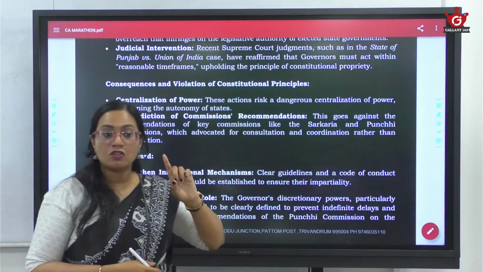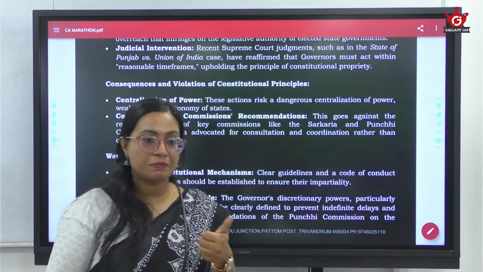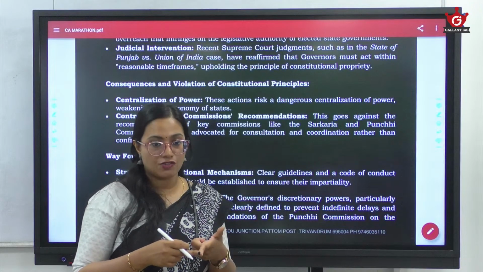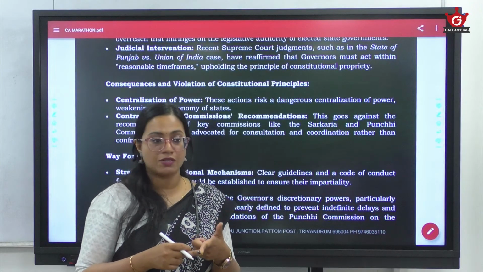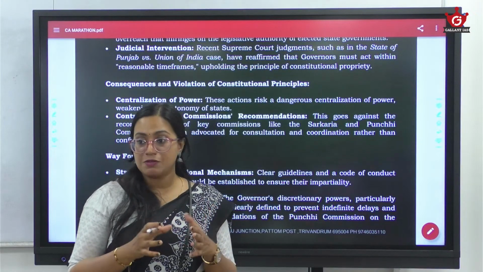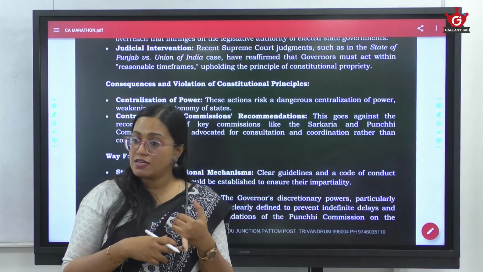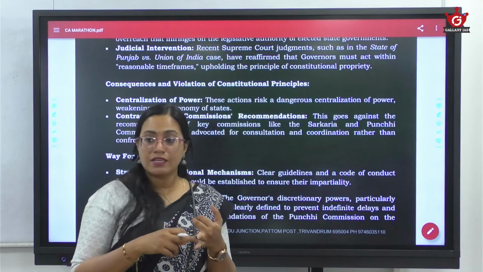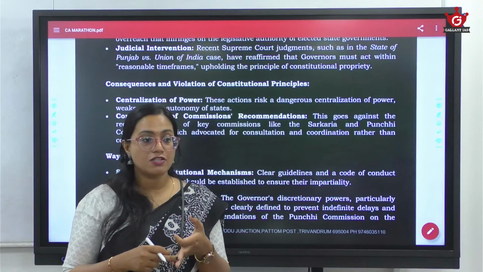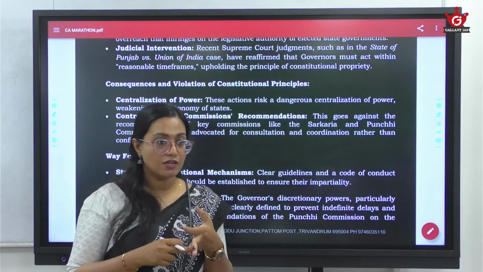Whenever there is a question about cooperative federalism, these commissions should be mentioned, because these are the commissions for the central-state relationship. Okay, Sarkaria and Punchhi Commission. So when a question is being asked, especially in Paper 2, articles should be mentioned, your cases should be mentioned, and any popular commissions should be mentioned in your answers.